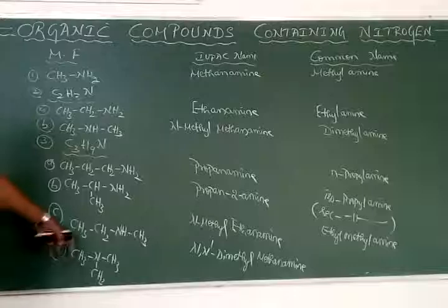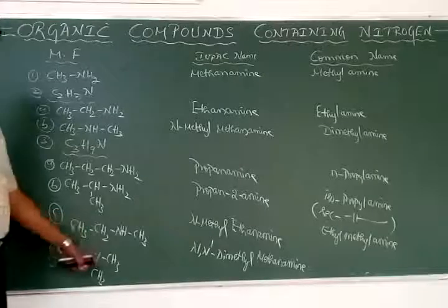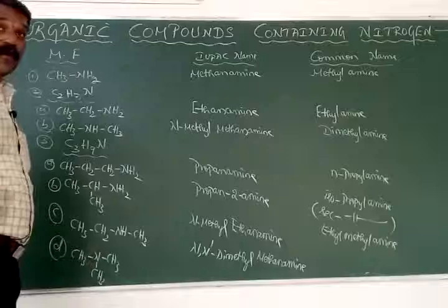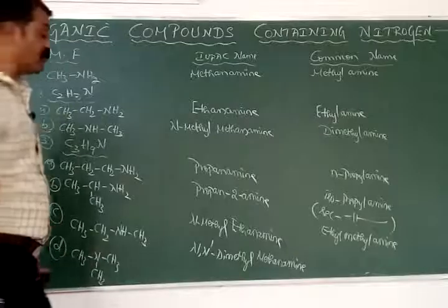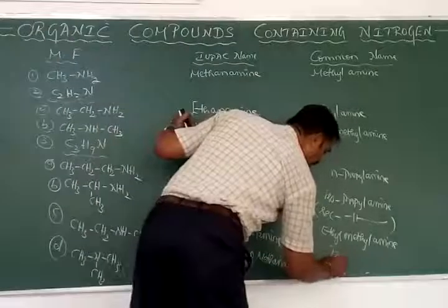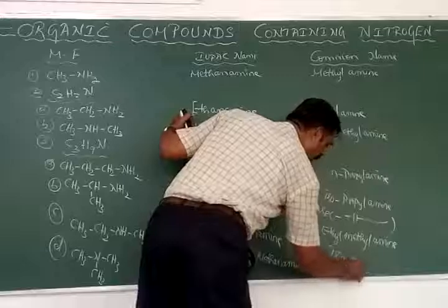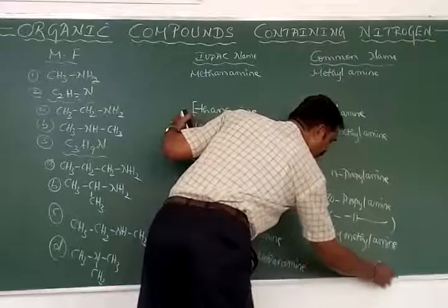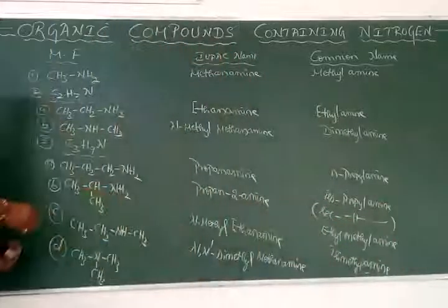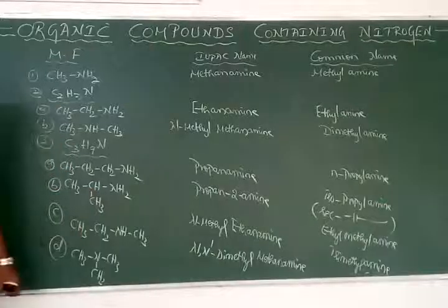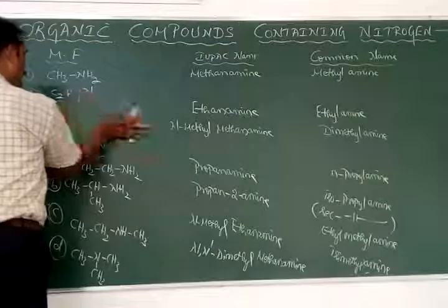And finally, in the common system, is it a simple amine or a mixed amine? It is a simple amine, because all the alkyl groups are the same. Therefore it is called trimethylamine. All are methyl groups, hence the name is trimethylamine. So this is about the formula C3H9N. Let's have the fourth now.